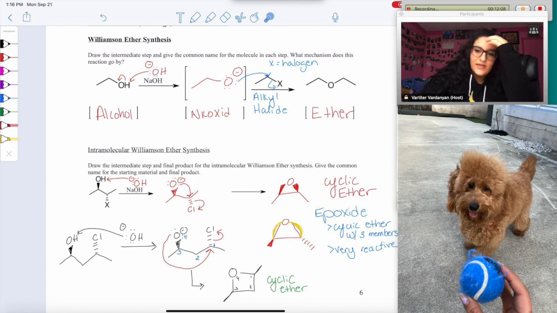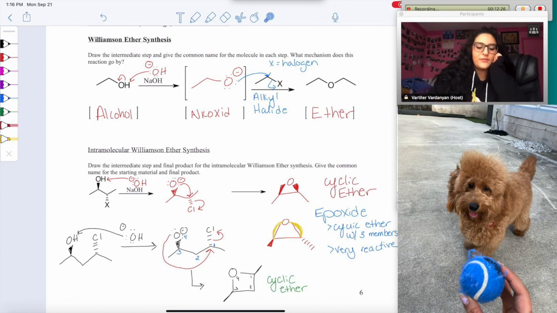And someone asked, what is always required to make an epoxide? We're actually going to go over a couple other things that can make an epoxide. If you still want me to go over this after, let me know. And yes, let me just explain inter versus intramolecular one more time.